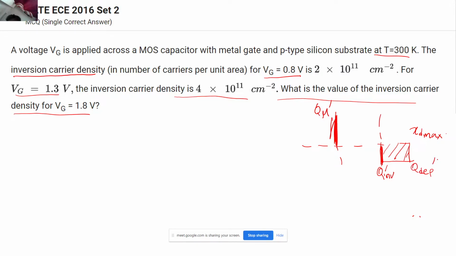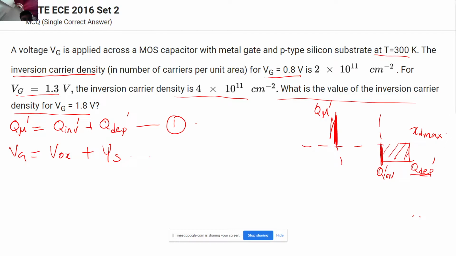And why am I applying the dash over here? Because the dash represents the charge per unit area, okay? Because I will be dividing everywhere by area, so I am just writing it over here. So first we have Qm dash, which is Q inversion dash plus Q depletion dash, right? So this is the first point that I have, right? Now whatever voltage, I don't know what Vg I am applying, that voltage that I am applying at the gate should drop only across two things. First is the oxide, and the second is the surface potential, right? So Vg should be equal to Vox plus psi s, correct?